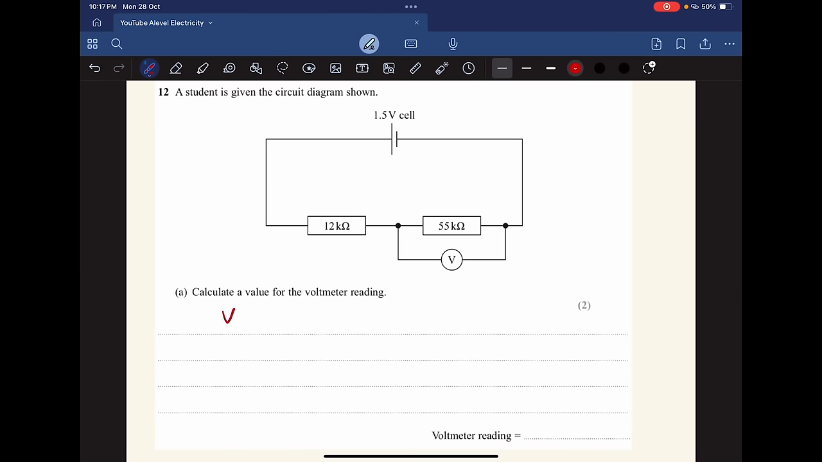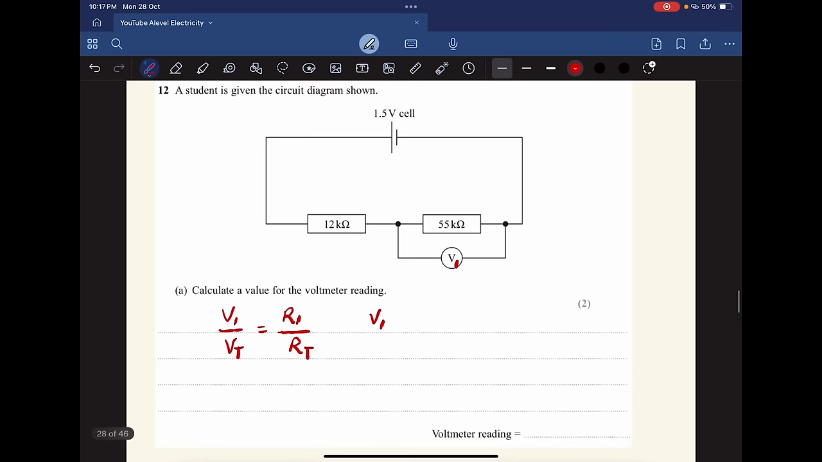Let me say it's V1, which I need, divided by V total, equals R1 divided by R total. The voltage V1, which is unknown, divided by the total voltage from the electric cell, which is 1.5, equals R1, 55. It's not needed to make any conversion. Divided by the total resistance here, which is 55 plus 12. So 55 divided by 67. And then you do cross multiplication now.